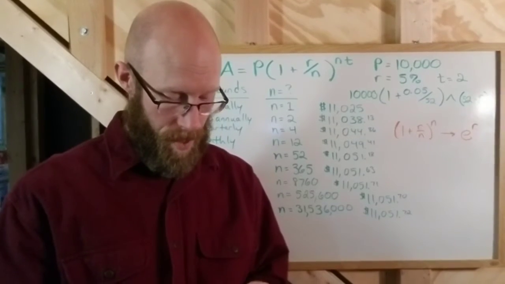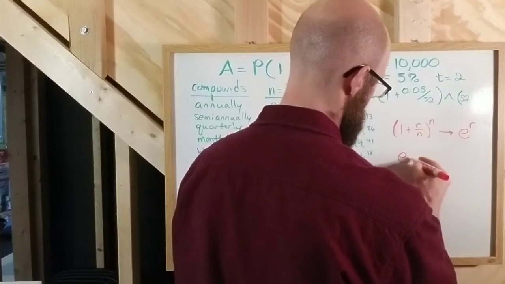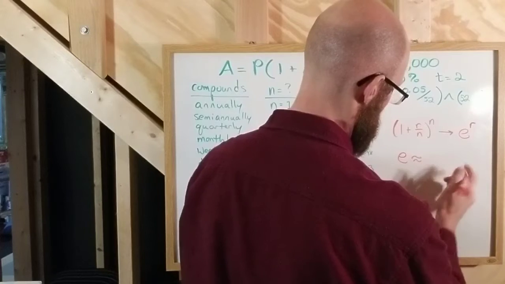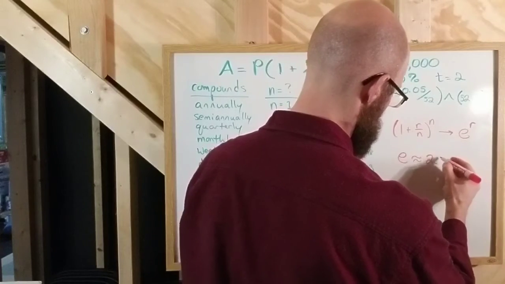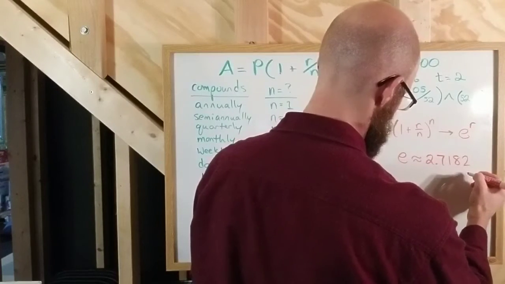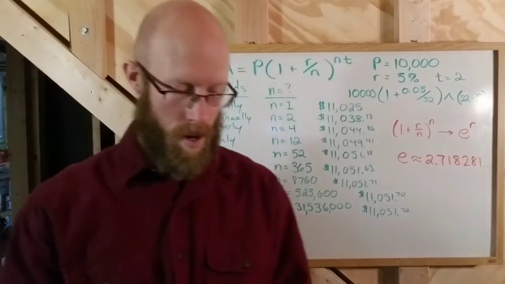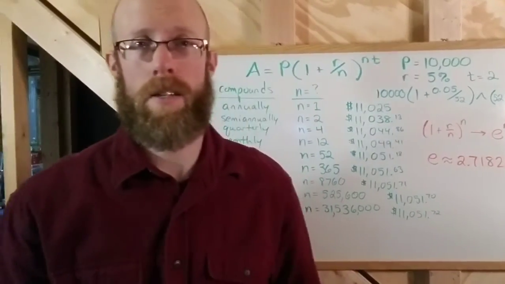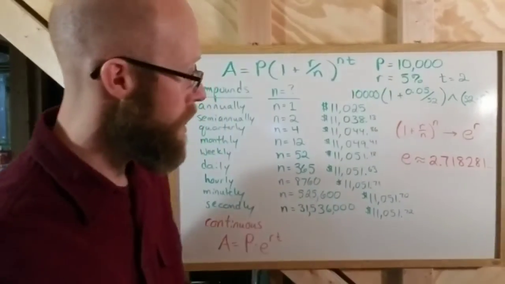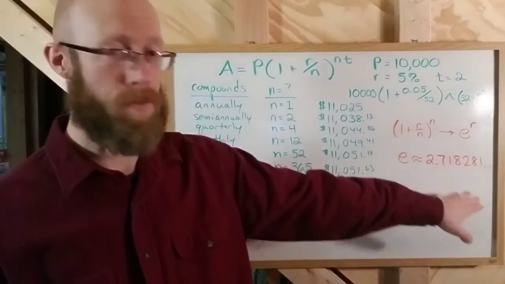And its value, e, is approximately 2.718281 and so forth. There's a bunch of decimals there. It is not a repeating decimal. There's no repeating pattern. It doesn't terminate. There's an infinite number of decimals there. So those are just the first few. Okay, so that's the number for e.